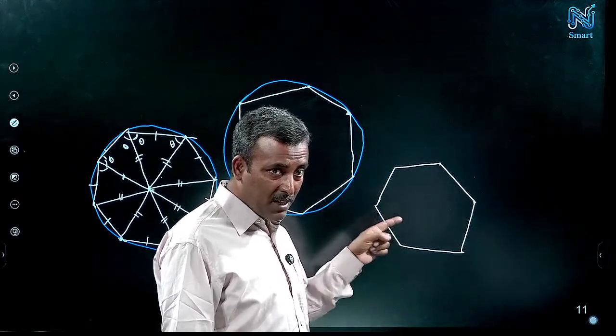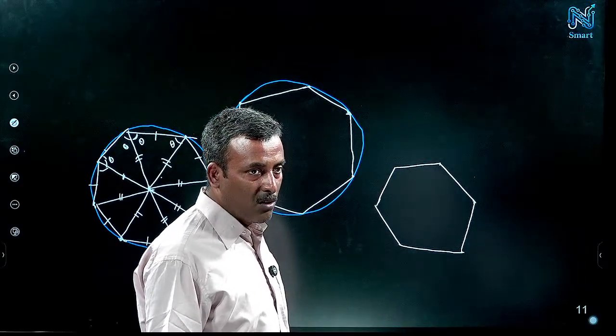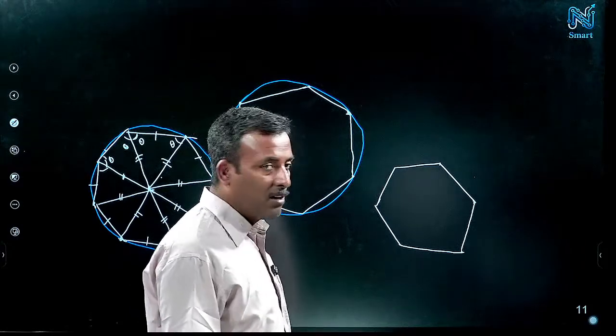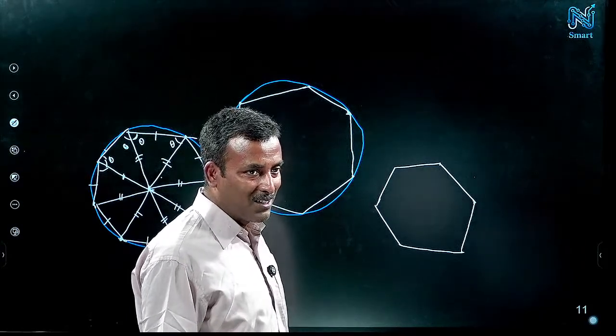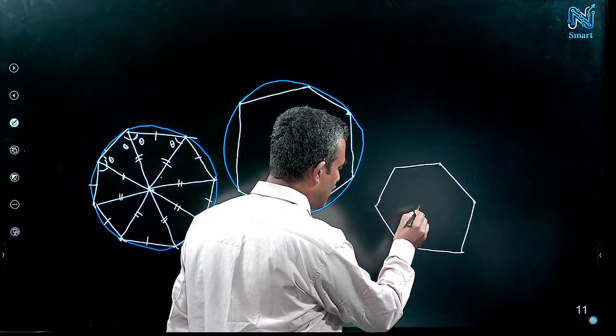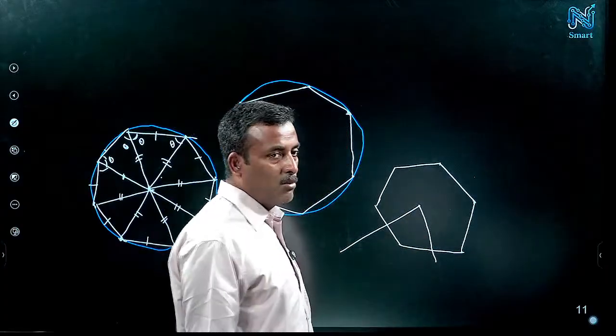You have to find the center. How do you find the center? Where does the center lie? Obviously, the center always lies on the perpendicular bisector. So draw the perpendicular bisector of one side, and of another, and join them. Very good.